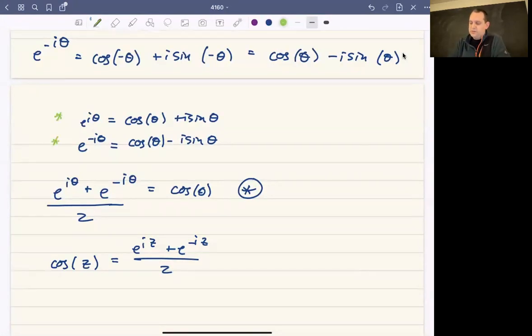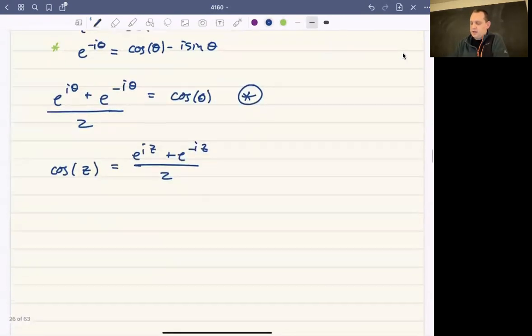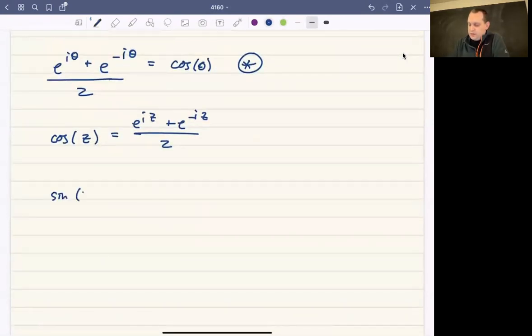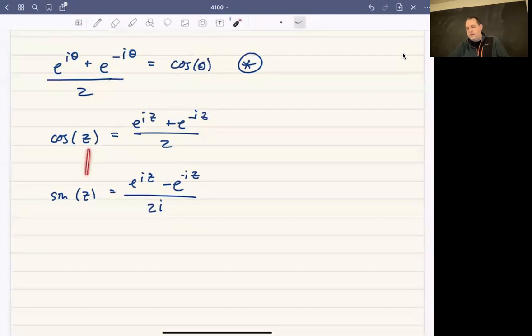Okay, you have these two expressions. Similarly, if you were to take the top expression minus the bottom expression, so in other words, subtract the bottom one from the top, you would end up with an expression for sine. I'll let you fill out the details here, but sine of z is going to be e to the iz minus e to the minus iz all over 2i. So this is going to be an expression for sine and cosine where this expression is good for any complex number z. Okay, so this is another way to think about sine and cosine.